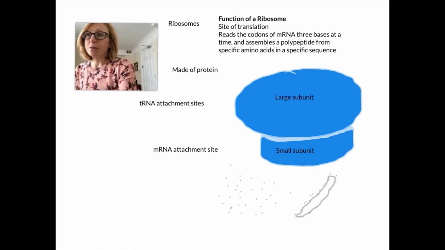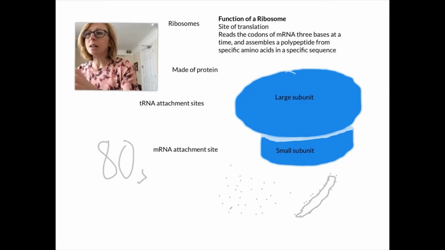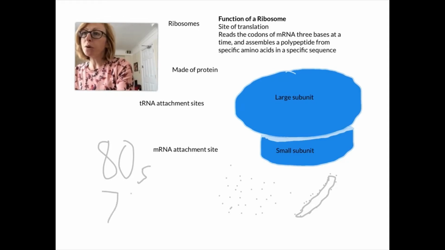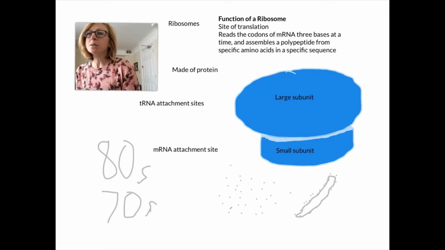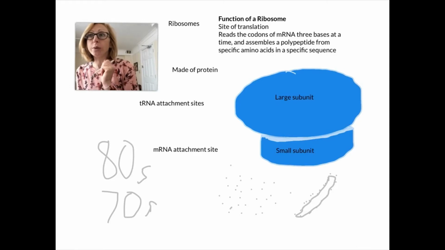Ribosomes found in a eukaryotic cell are 80S ribosomes. These are the larger ribosomes that we tend to get. And then ribosomes in a prokaryotic cell are 70S ribosomes, which are the smaller ribosomes that you get in prokaryote cells and also in chloroplasts and mitochondria as well.